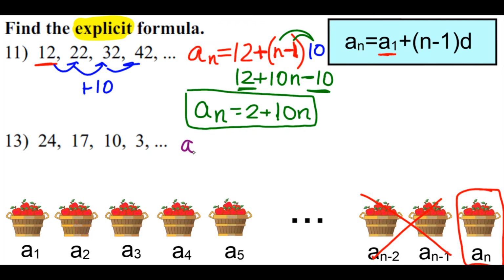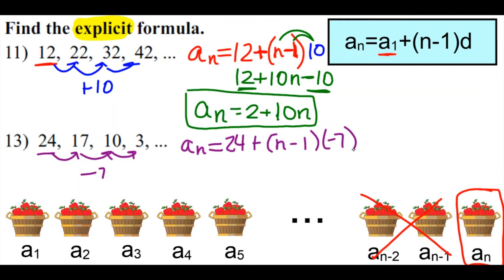For the next one, an equals, the first term is going to be 24 plus n minus 1 times d. Let's see, how do we get there? Minus 7. Looks like times negative 7 right there. So again, we're pretty much finished. We just need to clean it up. So distribute the negative 7 there, and you have 24 minus 7n plus 7. And combine the like terms. 24 plus 7 is 31. So an equals 31 minus 7n.